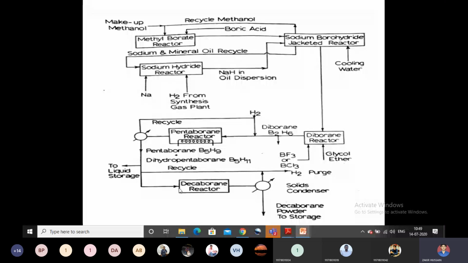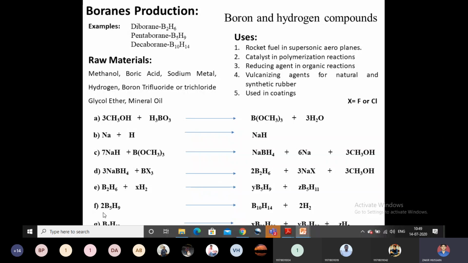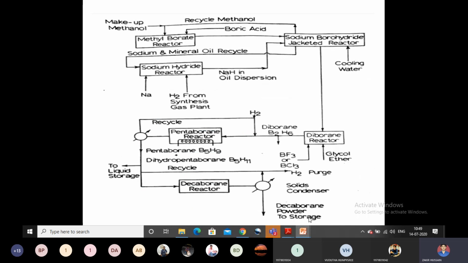Otherwise, the more desirable low pressure decaborane can be formed by sending this pentaborane to the decaborane reactor, in which reactions F and G take place, in which the pentaborane just undergoes a pyrolysis reaction, nothing but heating of the pentaborane to an extreme temperature. Then it will liberate decaborane, B10H14 and B10H10, along with a small fraction of tetraborane, B4H10. Finally, the formed product is decaborane in a powdered form. Remember, diborane is in the gaseous form, pentaborane in the liquid form, and decaborane in the powdered form.